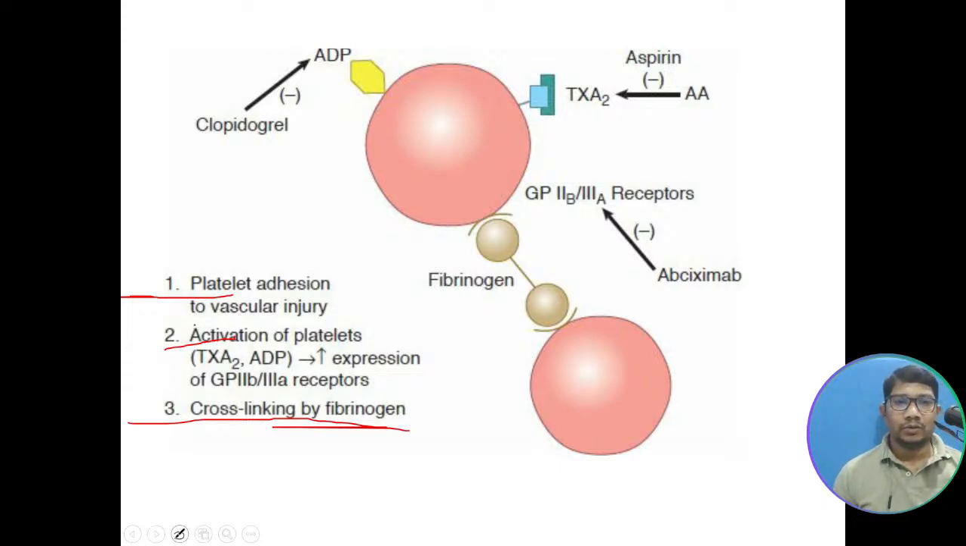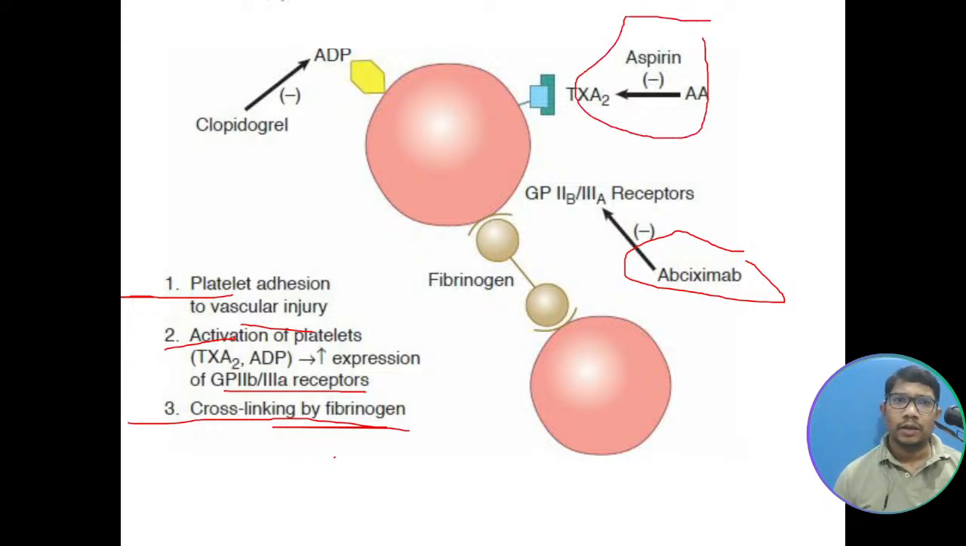Platelet adhesion to the vascular injury, activation of platelets by thromboxane A2, ADP and increased GP2B3A receptor. Then cross linking by fibrinogen, which means clot formation. So abciximab will inhibit the GP2B3A receptor. Aspirin will inhibit the thromboxane A2, and clopidogrel will inhibit the ADP receptor, which are present on the platelet.